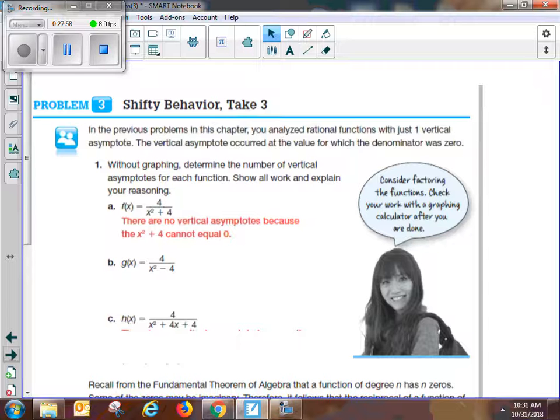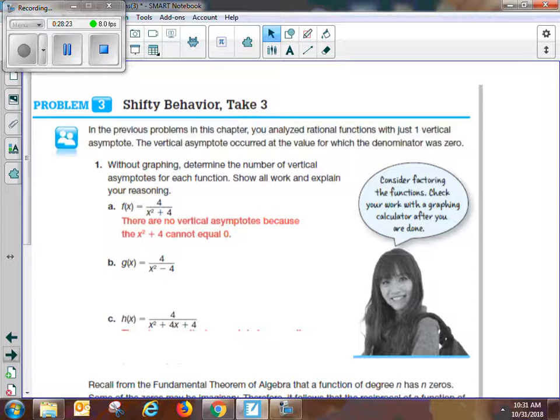What would you get if you move the 4 to the other side? X squared equals -4. Can x squared equal a negative in the set of reals? No. So that's why there's no vertical asymptote. When you get something like that, x squared plus a number, that means there's not going to be a vertical asymptote. It can't happen because you're not going to have any imaginaries in your answer.